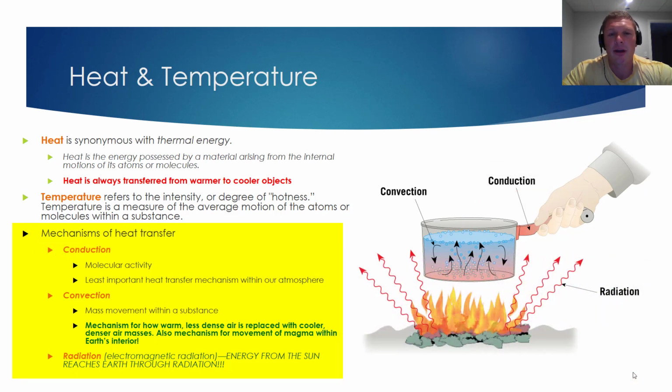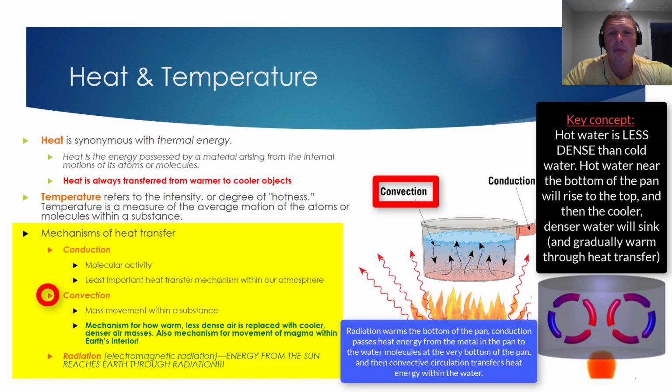The second heat transfer mechanism is one that you should be familiar with by now because we've referenced it many times, and that's convection. Convection is the mass movement within a substance. If you take a look at the picture of boiling water, we actually have conduction occurring at the very bottom of the pan. The metal bottom of the pan is extremely hot, and through conduction, the hot bottom of that metal pan will transfer heat energy to water molecules at the very bottom of the pan.